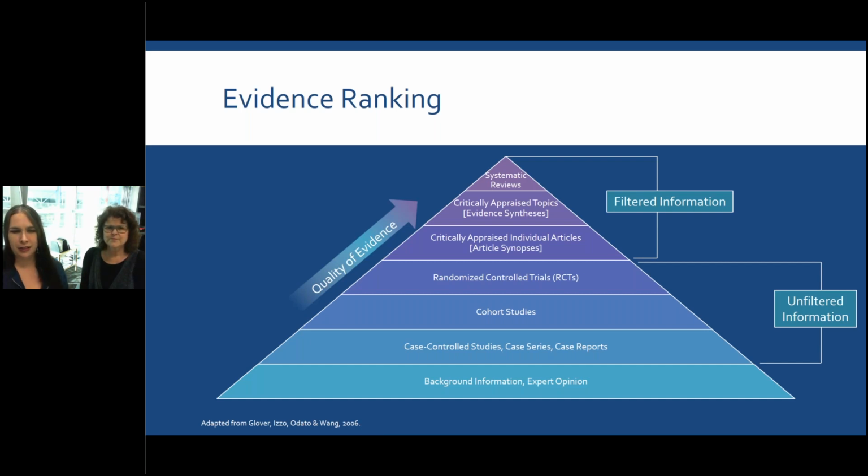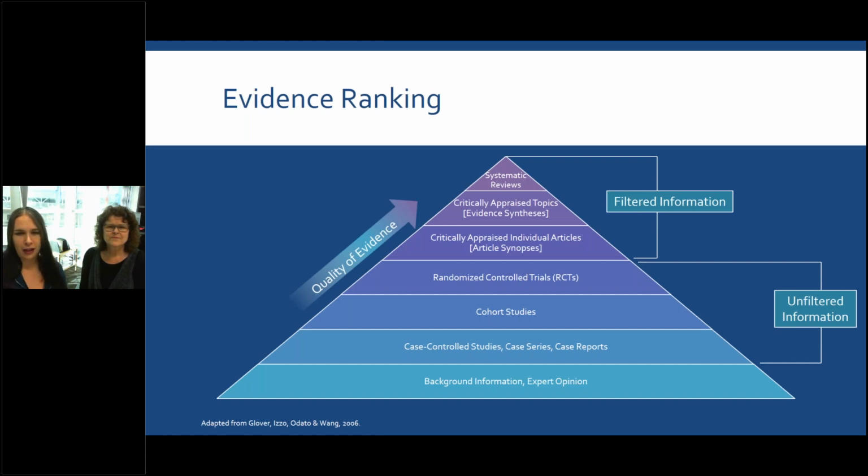And you can see at the very bottom, there's expert opinion, and at the very top, there's systematic reviews, and there's an arrow up the side talking about the quality of evidence. So as you get to the peak of the pyramid, that's where your best quality evidence is. And in this case, it's systematic reviews.